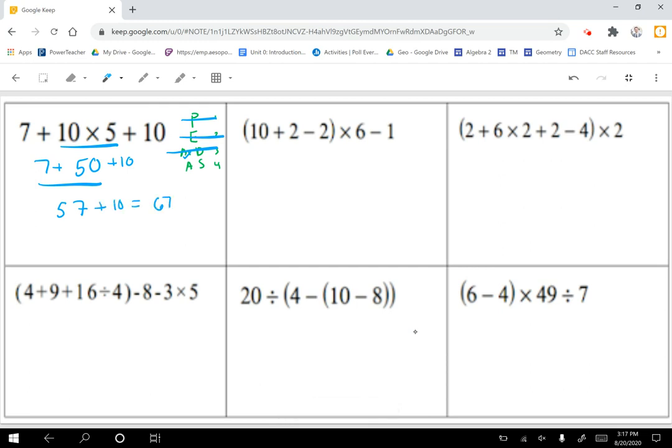Final answer for this question is going to be 67. Something that you'll notice, work products and work quality, really important. Organization, really important for these. So if you do this in the way that I'm doing it now by underlining to show which operation is going where, there's less guesswork involved for you and for me when we go back over these, when we review them.